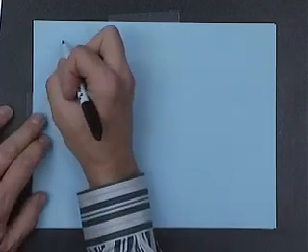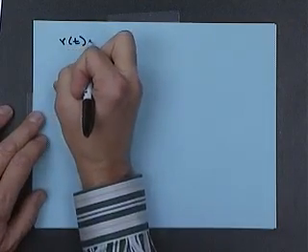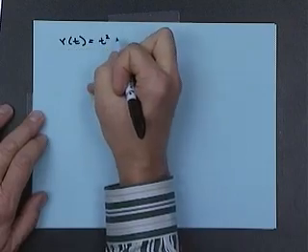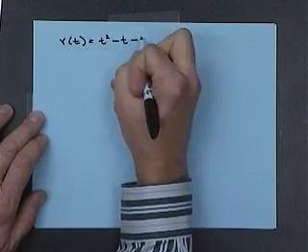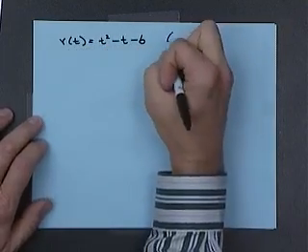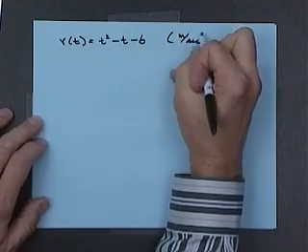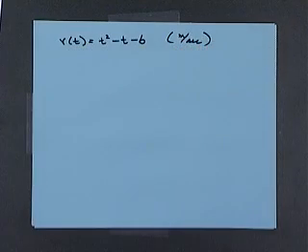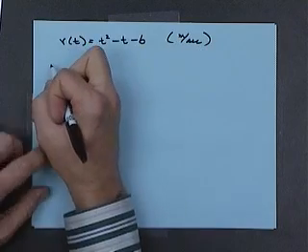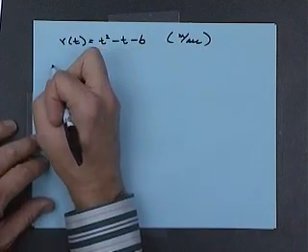All right, let's do one example here. Let's say we have a velocity function that is t squared minus t minus 6. And the units are meters per second. Let's get the displacement.